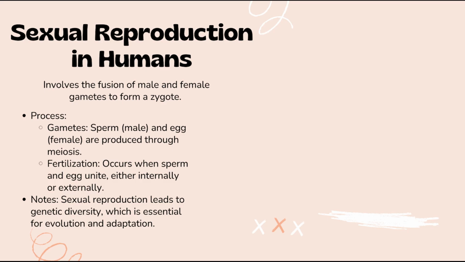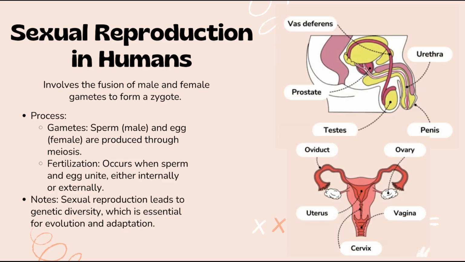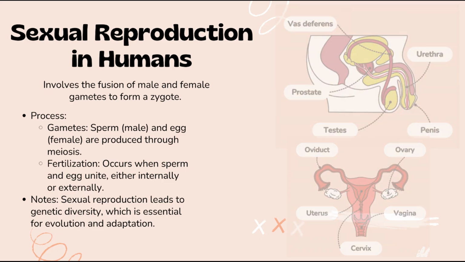Sexual reproduction in humans. Sexual reproduction involves two parents and the fusion of their gametes, a sperm from the male and an egg from the female. These gametes are formed through a special cell division process called meiosis. The fusion of sperm and egg forms a zygote, which eventually develops into a new individual. This method introduces genetic diversity, which is important for evolution and survival.